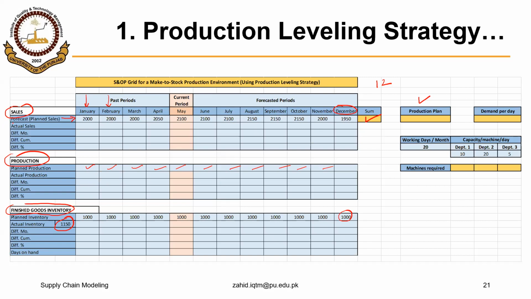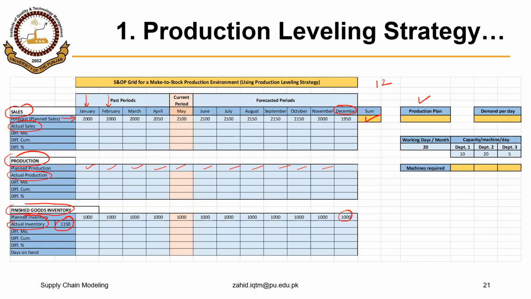Then we will have actual sales, actual production, and actual inventory. So in each part of this grid, we will see the difference of actual and forecast to see the overall difference. So what is the difference of actual sales and forecast in January and February, March, and so on? And what is the difference? And we can actually apply some formulas to see whether that difference is within acceptable range or not.